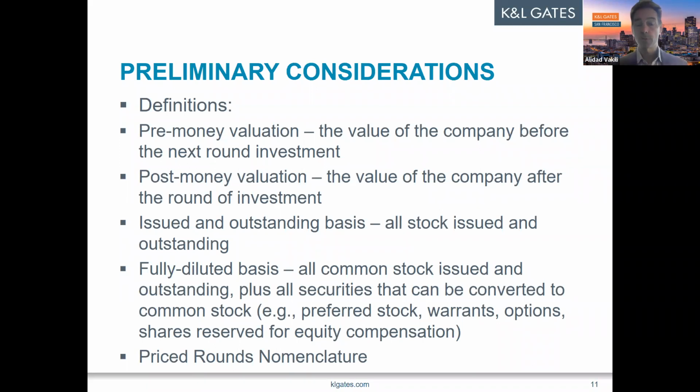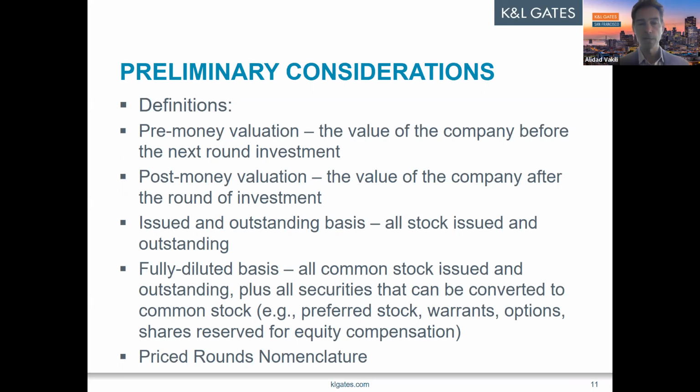The next definition that's important to understand is fully diluted basis. And what that means is essentially you look at your cap table and you factor in all the common stock that's been issued and is outstanding, plus you add in all other securities that can be converted to common stock. So for example, preferred stock, warrants, options, including options that are in an equity incentive plan, so your option pool. You count all of that as if all of those convertible securities had been exercised and converted into shares of the company. Very different number, but it's important to understand that number as well.